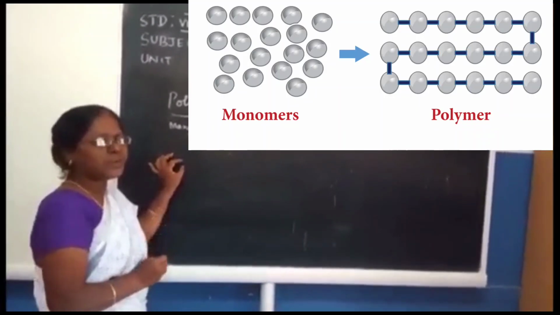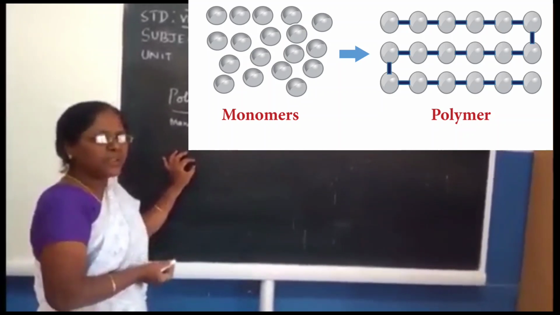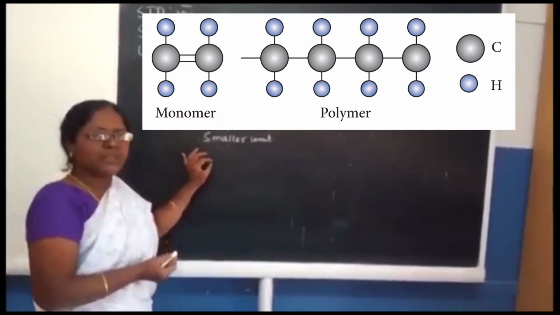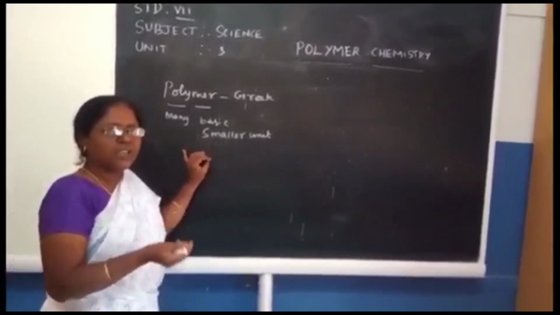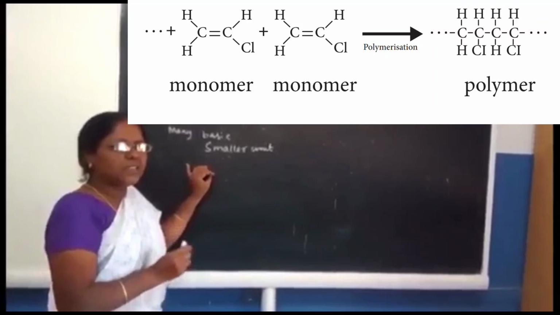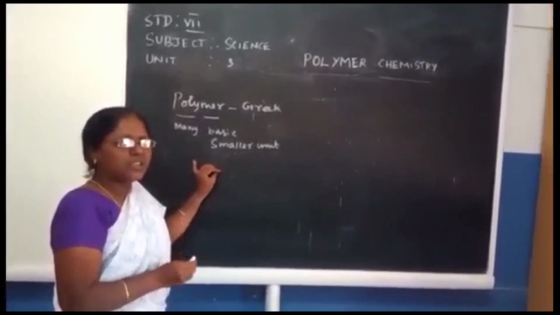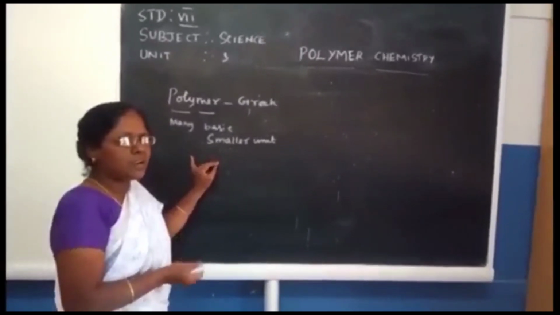Monomer is one. These monomers are linked together by sharing of electrons, that is, by covalent bond. Covalent bond means sharing of electrons between two elements. For example, hydrogen, oxygen, and nitrogen. So hydrogen single bond hydrogen, oxygen double bond oxygen, nitrogen triple bond nitrogen.